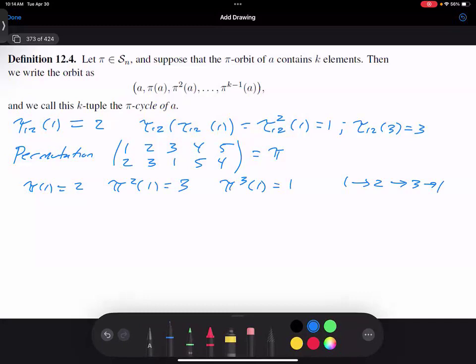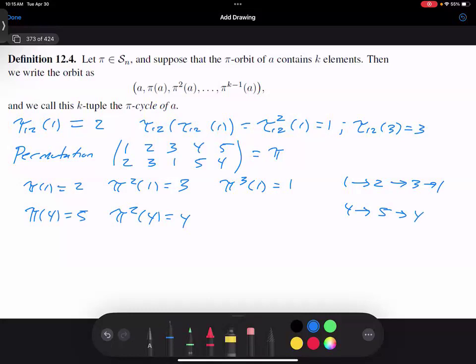Do I need to start calculating what pi of 2 is? No, I already know from over here. Do I need to calculate pi of 3? No, I already know from over here. What about pi of 4? If I want to look at pi of 4, that would be 5. Pi squared of 4 would be 4 again. So 4 would go to 5 would go to 4.